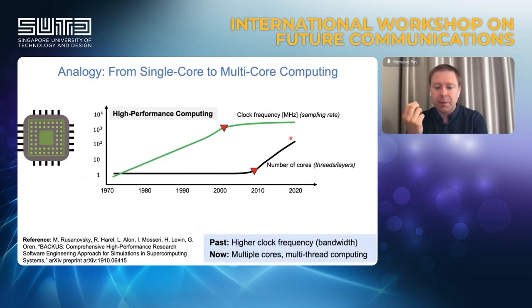So what is the point here? Well, in the past, we were chasing higher and higher clock frequencies. And nowadays we are chasing more and more cores and we do multi-thread computing. And in communications, I believe this is going to happen soon as well. So in the past, we have been chasing more and more bandwidth. So we went from 20 megahertz in 4G to 100 megahertz now in early 5G, and then millimeter wave will come along. And after a while, we will have so much bandwidth that we do not need that anymore. And the alternative will be more cores, or in our case, more modes. We transmit at the same frequency, and we get the opportunity to transmit many signals at the same time.